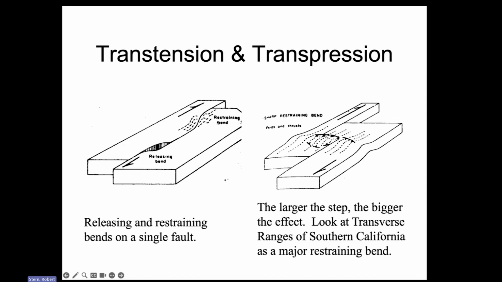And up here, we have a left step on a right lateral system, and we have a restraining bend and uplift and compression. We can have that. Here we see a larger step resulting in a larger amount of compression. So the larger the step, the more is going to be the effect on the regional uplift, and likewise with extension. Okay? These are just very basic principles.